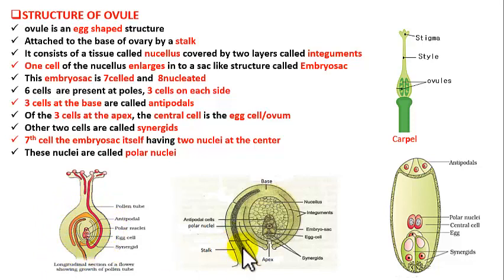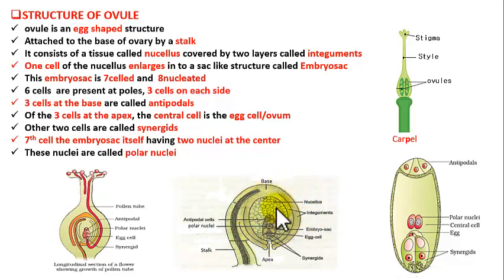Understood, students? So an ovule contains a stalk through which it is attached to the ovary. Now, this ovule contains a tissue inside. This central tissue, this mass of tissue, is called nucellus. So what is this tissue called? Nucellus. And this tissue is covered by two layers, two wall layers. See here, this is one layer, another layer. So these two wall layers are called integuments.